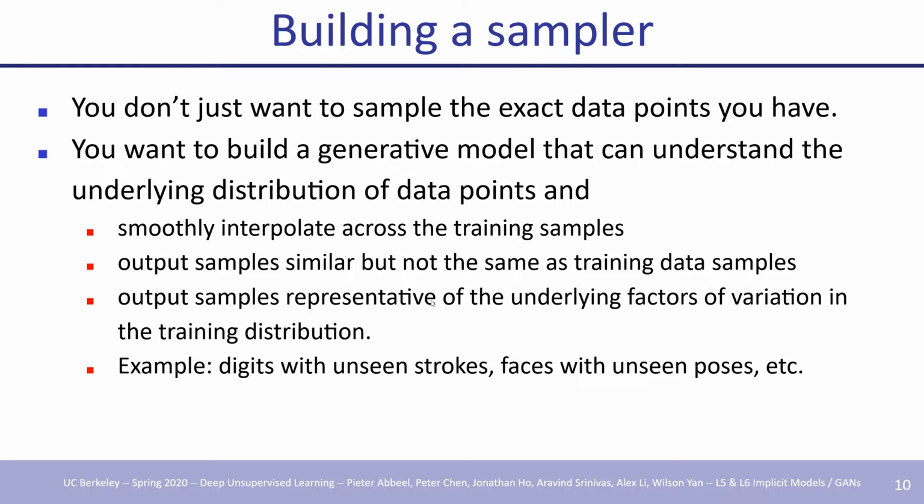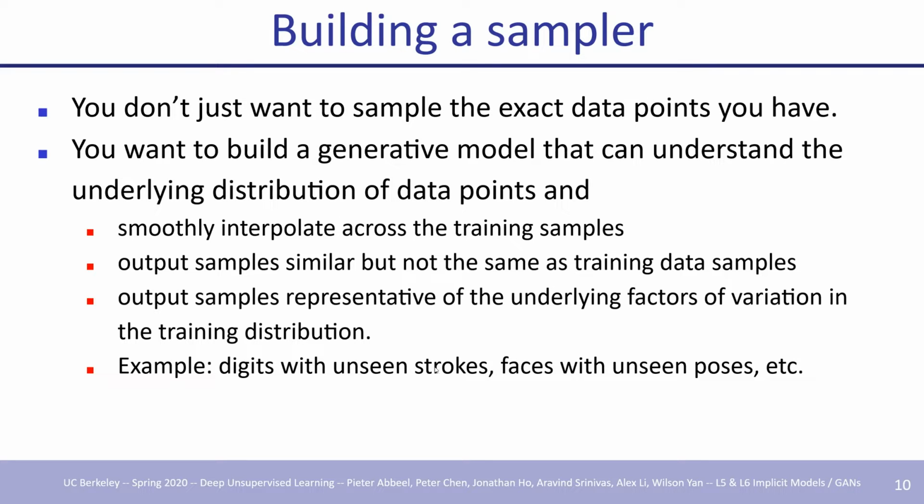We want the samples not just to be not the same as the training data, but also to understand the underlying factors, like what's going on in the training distribution. So if we have images, we want the output to actually look like images that occur in the real world, and not just a mishmash of random colors everywhere.